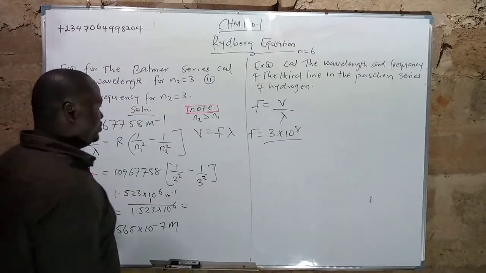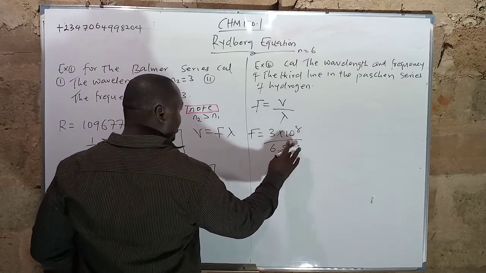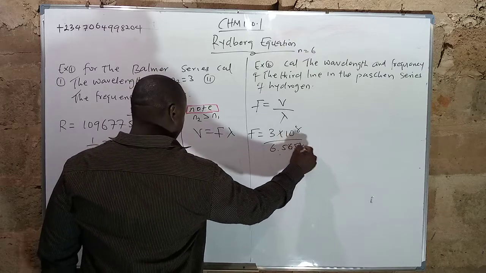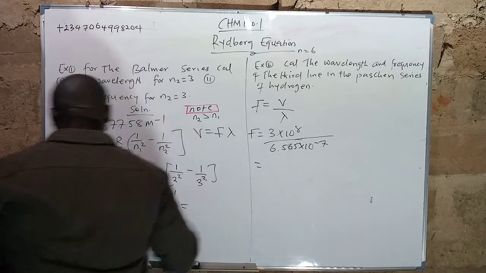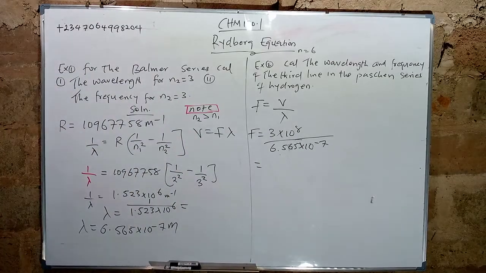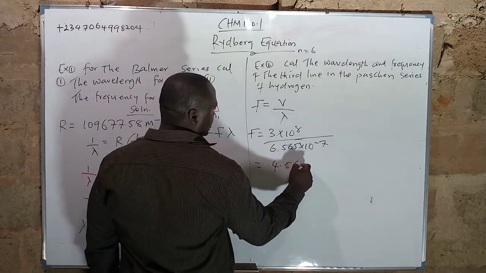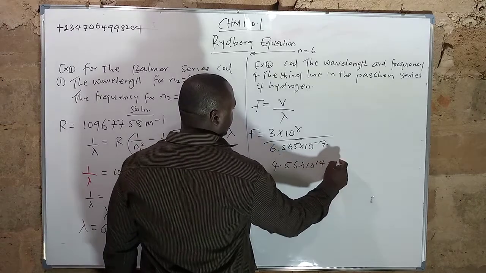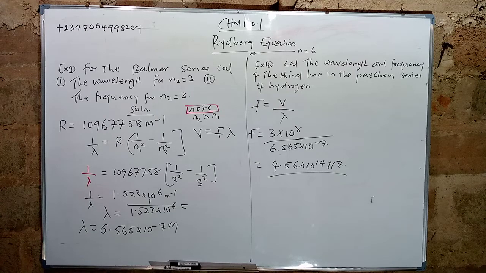Having calculated the wavelength, which was 6.565 times 10 raised to the power of minus 7, if you punch this in your calculator, you get the answer to your frequency, which is 4.56 times 10 to the power of 14 hertz. So that is the answer to that one.